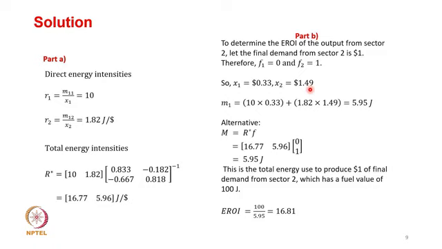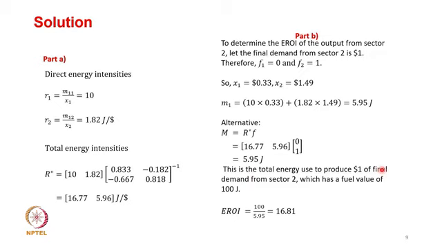Okay. So now what we have is your R, and we do have the corresponding x, right? So you multiply: M1 value is equal to 10 times 0.33 plus 1.82 times 1.49, which is of course what we have obtained, because this is the x2 value, which would eventually translate to 5.95 joules. You may also do an alternative calculation based on R star and F. We have computed already the R star, and it is of course a vector matrix multiplication.